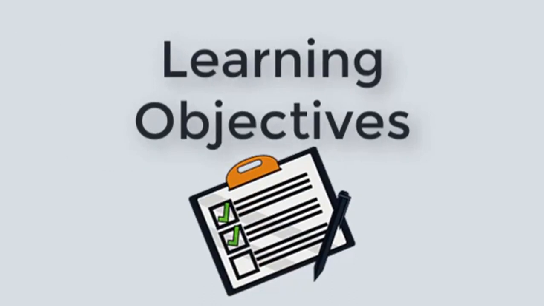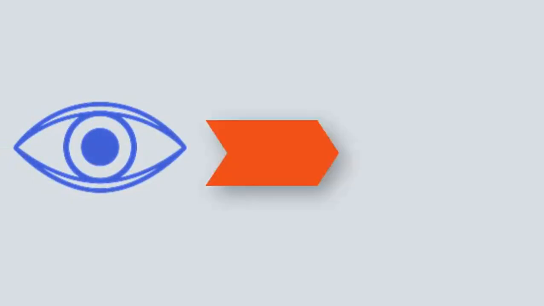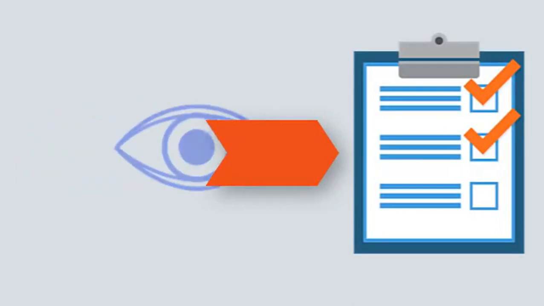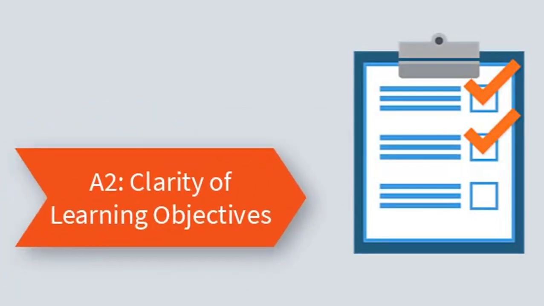Now, let's look at learning objectives. These are simply descriptions of what your students are doing in the class that relate to your unit, topic, or theme. These describe tangible ways to see how your students are able to perform on a task that relates to a subject matter in your unit. For more information about learning objectives, check out the tutorial on Section A2, Clarity of Learning Objectives.